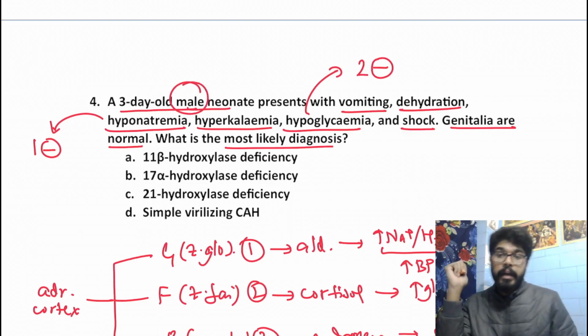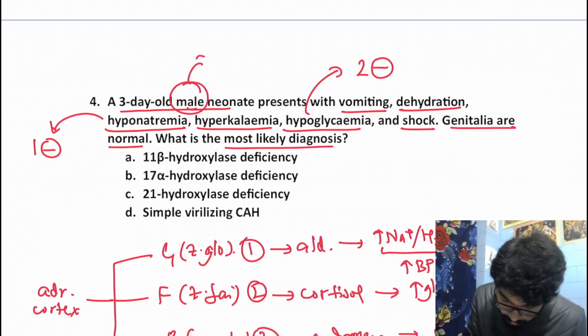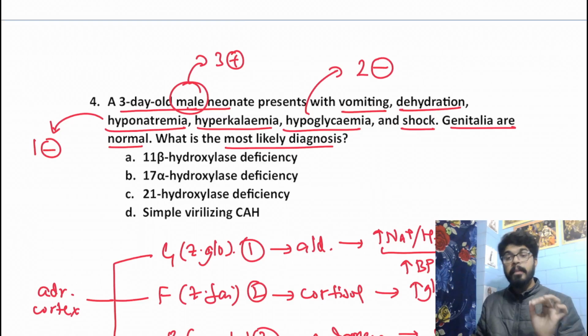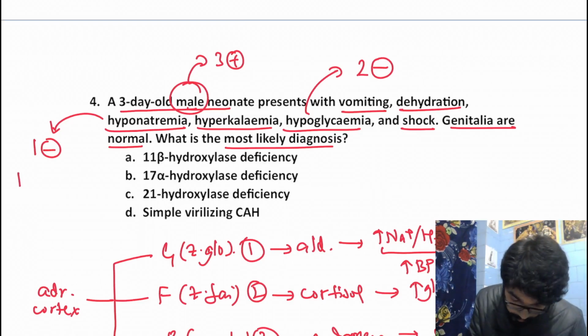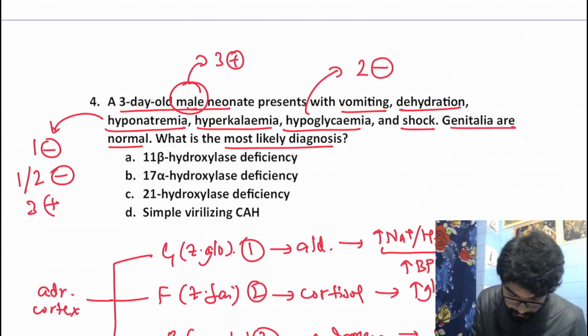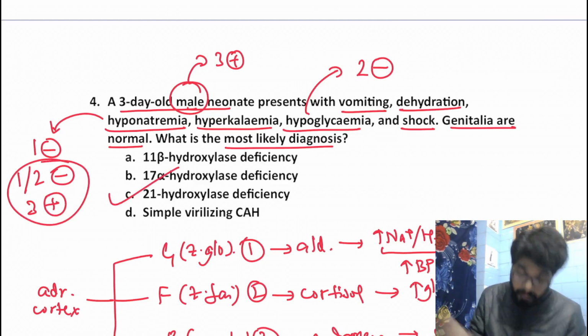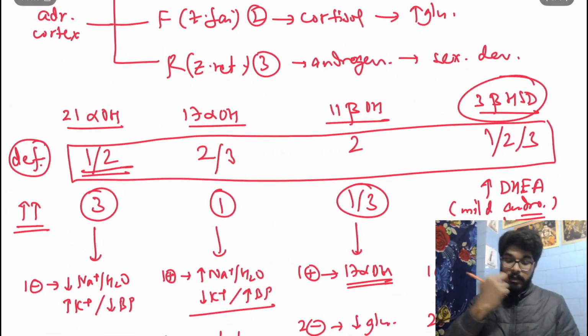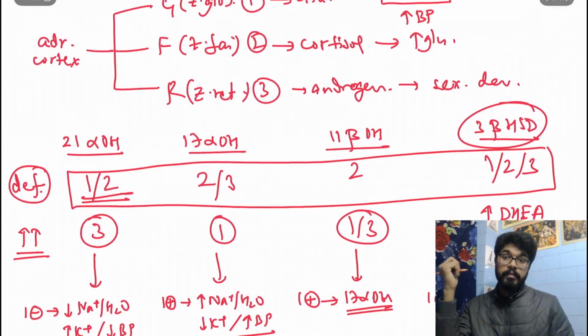In a male, the genitals are normal, which means that yes, of course, even if 3 is in excess, a male would have normal genitals. So it is 1 and 2 absent and 3 excess. So this suggests that the diagnosis will be 21 alpha hydroxylase, right? We have read that 1 and 2 are deficient and 3 is excess.